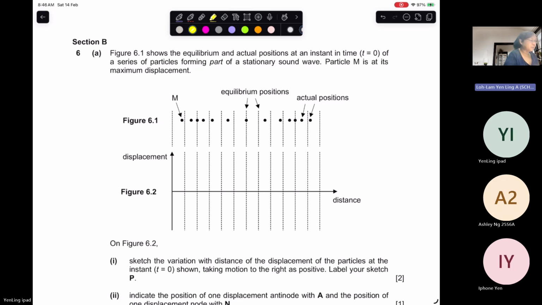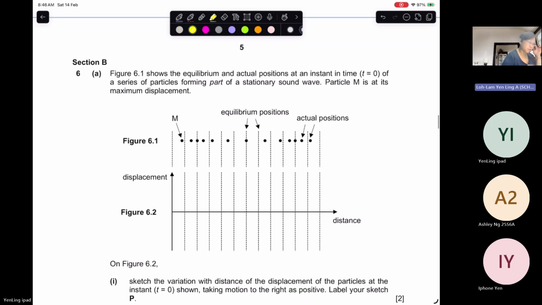All right. So if you look at this particular question, it's about standing wave, question 6, and it tells you that it shows positions like equilibrium and actual position. So these are in the notes actually. You can see that it also labels for you. That means the dotted lines are where the equilibrium position is at an instant at t equals to 0.